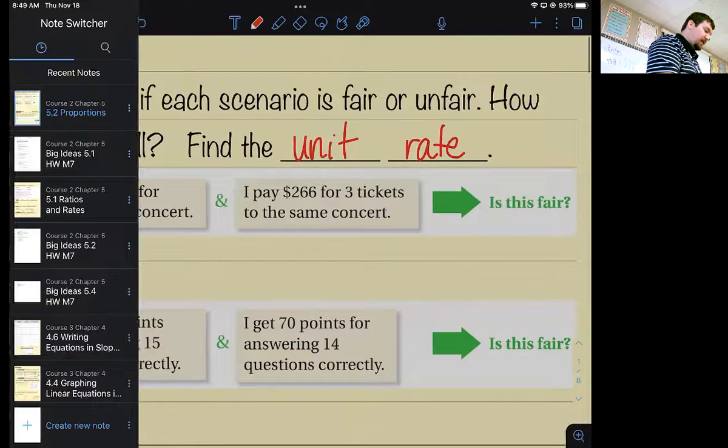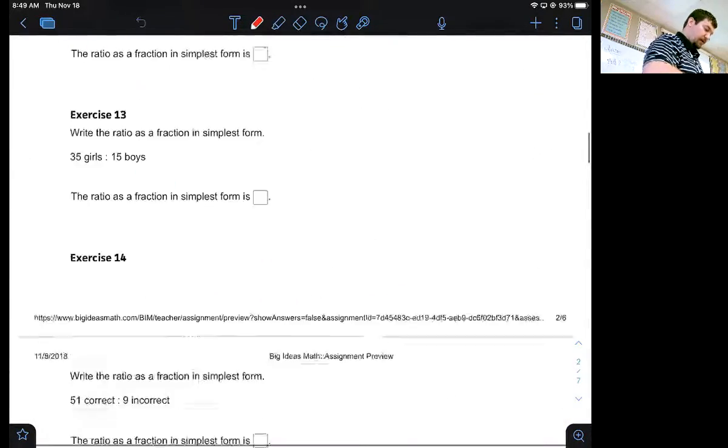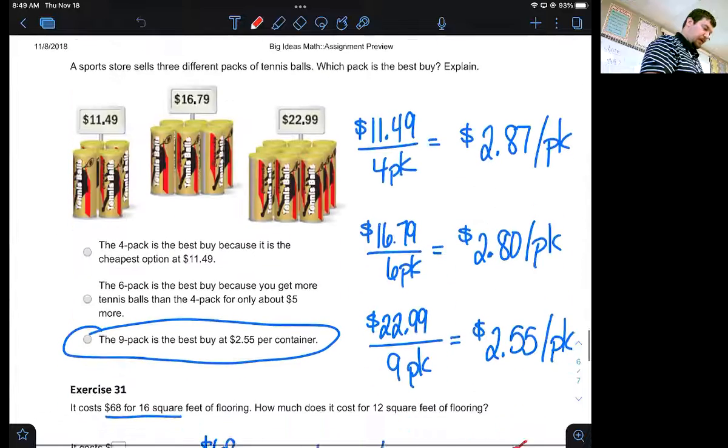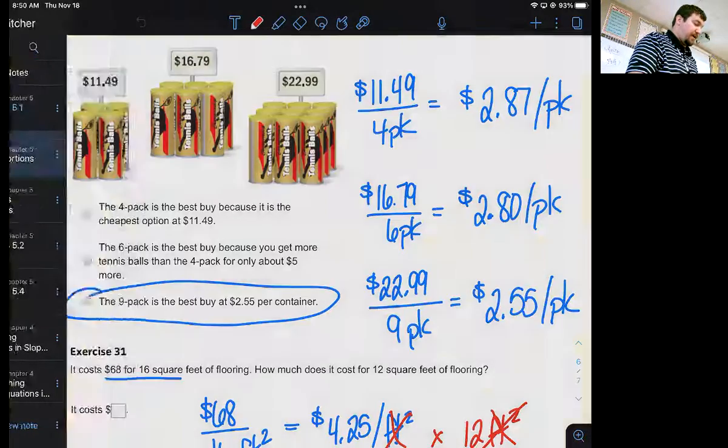How did we tell if the tennis balls were a fair deal? We had to divide, right? To see what each pack costs. Would you say that this is fair? Is each package the same all the way through? No. You buy more, you get a better deal. Nice, but it doesn't mean it's not fair. It's just not each the same. So that's what I'm trying to figure out here.